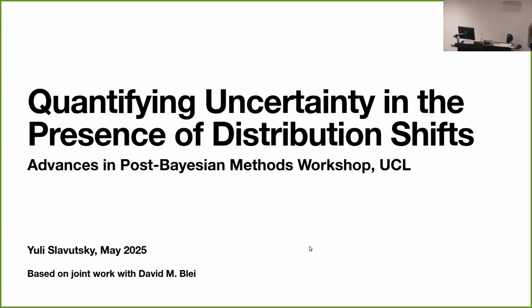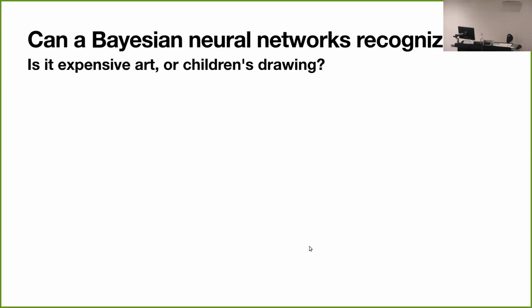And being the last talk of the day, I'm going to start relatively simple. Before diving in, I'm going to ask maybe a simple question: can I train a Bayesian neural network to distinguish expensive art from children's drawings, which I'm not arguing are not art, but I'm probably not going to get very rich by selling my niece's drawings.